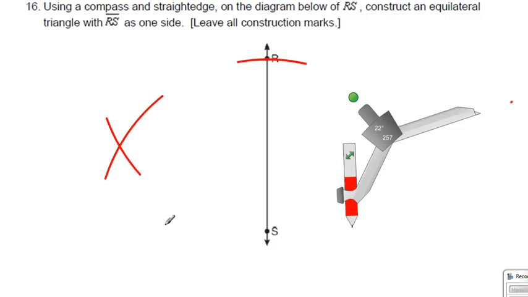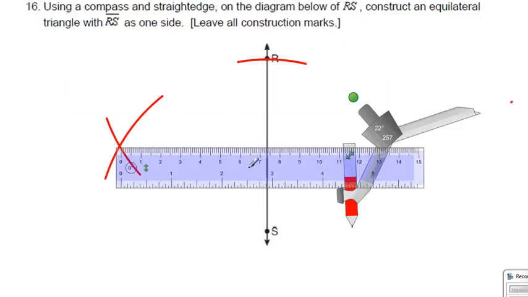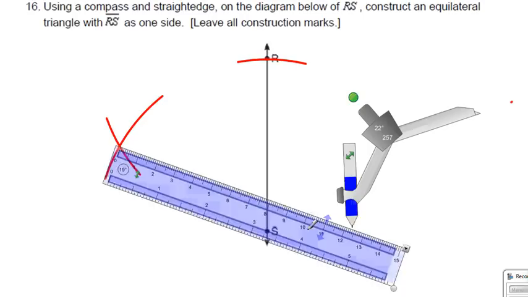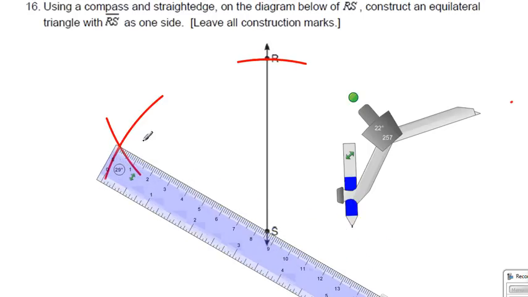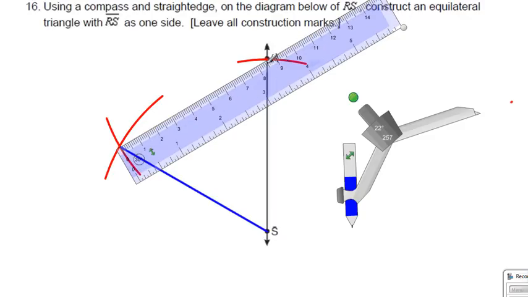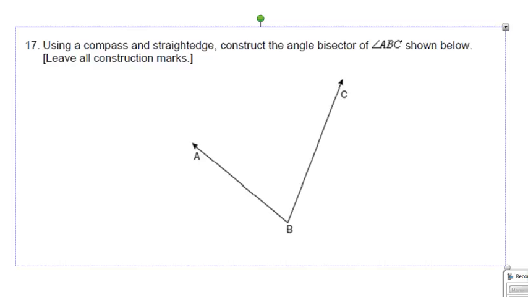Now, next what we need is a straight edge. And just draw the line from the same point. There it goes. So that becomes an equilateral triangle using the line segment RS. All right, let us move on to number 17.